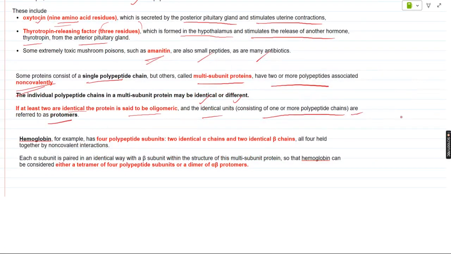So let's take one classical example, that is hemoglobin. I'll be doing one full separate video on hemoglobin, how it functions and how it transports oxygen, the conformational changes, etc. But for now, I just took the basic facts about hemoglobin as an example.